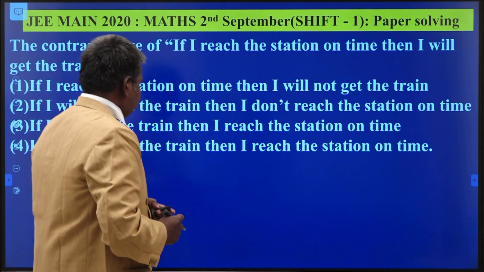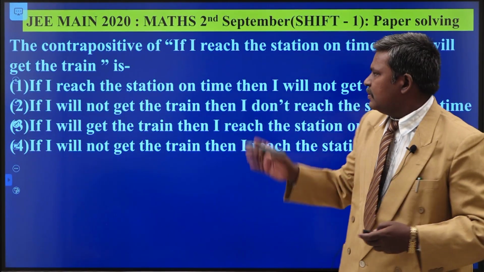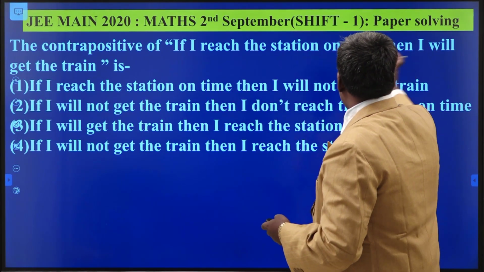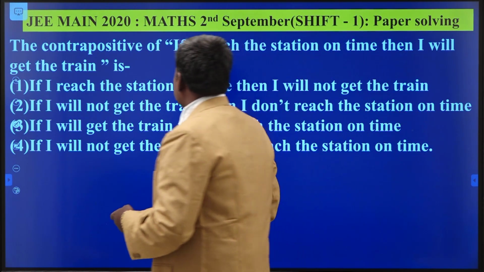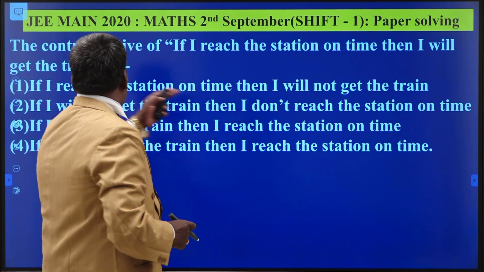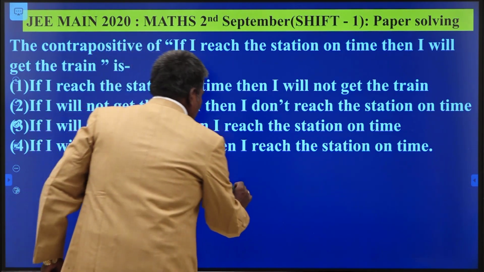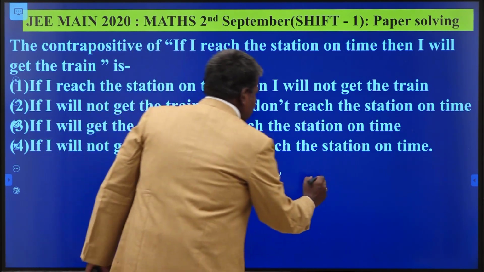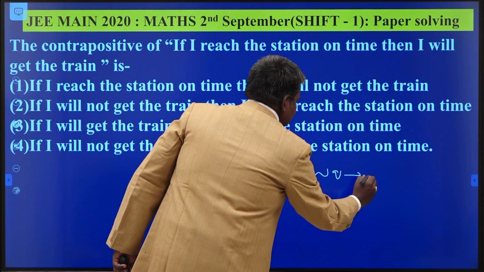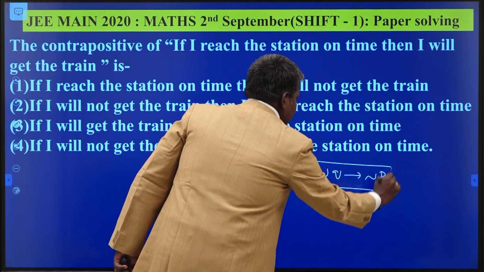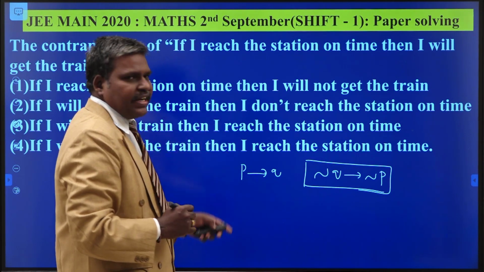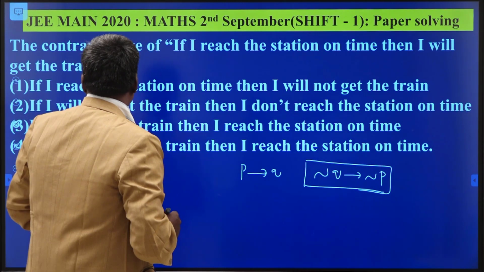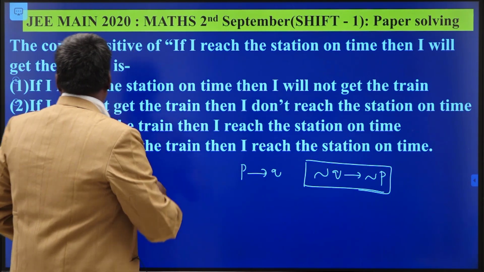Now, see this question. This is related to the contrapositive of 'If I reach the station on time, then I will get the train.' Suppose P implies Q is your statement, then the contrapositive of this statement is nothing but negation of Q implies negation of P. This is the contrapositive. This is a question related to mathematical reasoning. P implies Q, the contrapositive is negation of Q implies negation of P. See here, in the second option itself we get the correct answer.